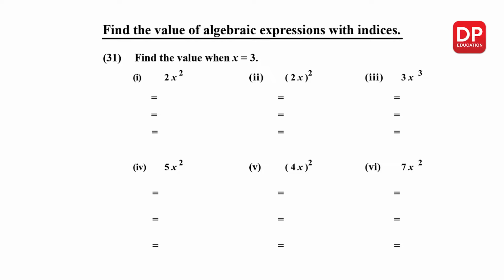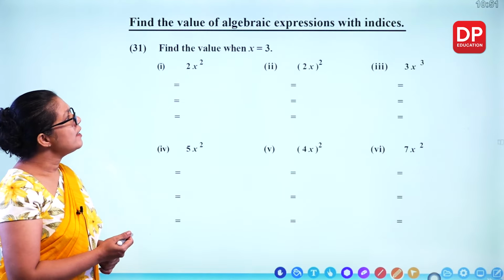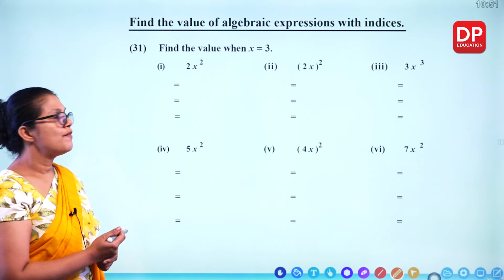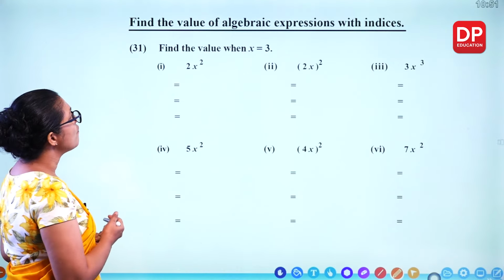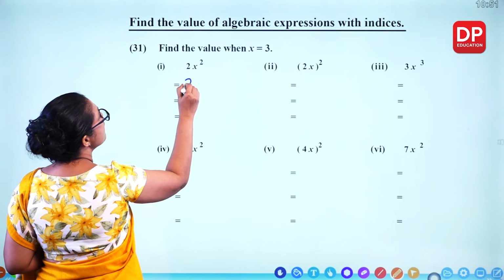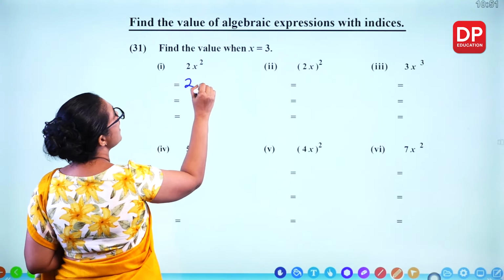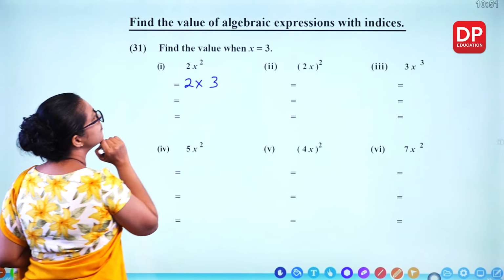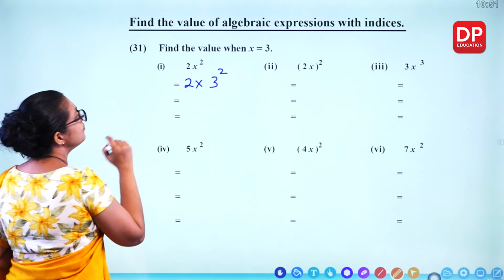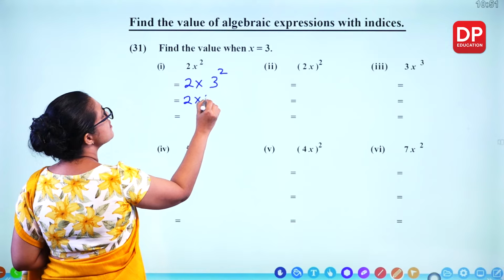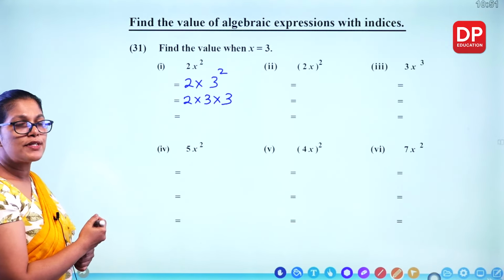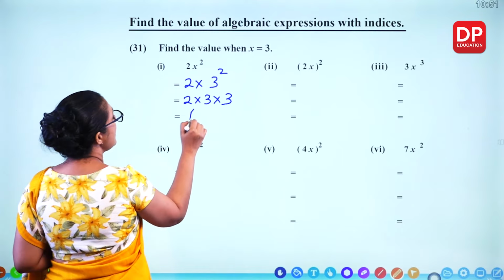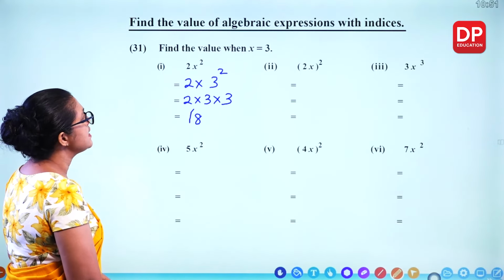Find the value of algebraic expressions with indices. Now you have given a value for x and asked you to find out the value. So just substitute the value instead of x. So we can write 2 instead of x, I can write 3. Then 2 times 3 times 3. 3 twice there. So 2 times 3 is 6. 6 times 3, 18. So the value is 18.